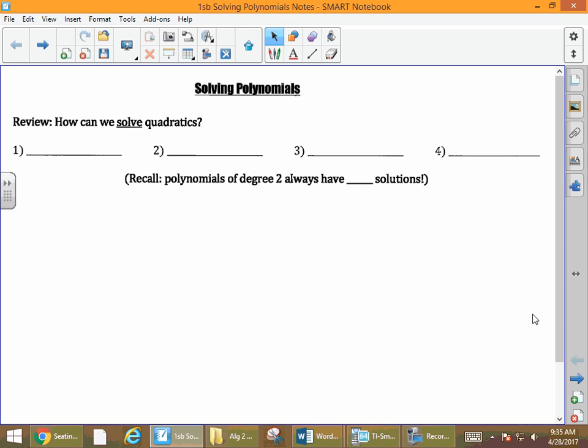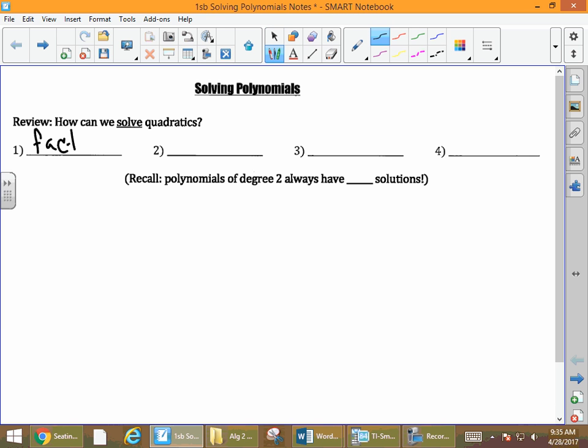Teddy? Split the middle, which I'm going to be a little bit more specific because there's more than just split the middle, so we'll say factor. Because there's more techniques than just split the middle. Another method that we use to solve quadratics. Well, how about the quadratic formula?